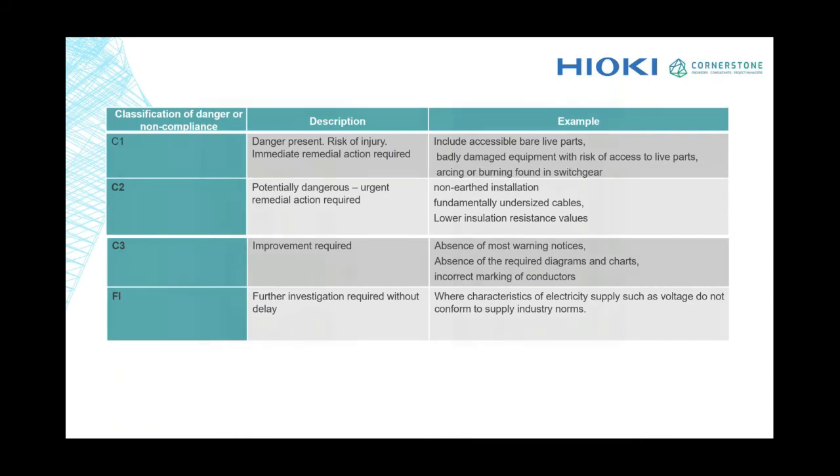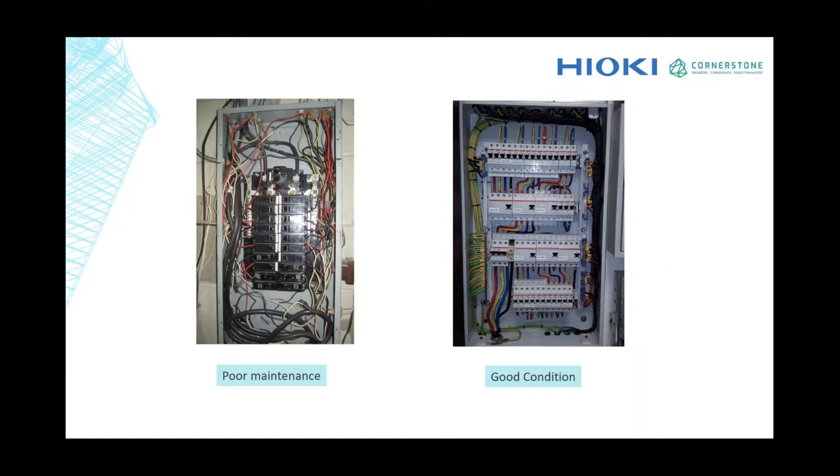Then we can have a look at a poor maintenance panel and a good condition panel. In the poor maintenance panel, you can see the cable line is not proper and obsolete breakers are present. Compared to the good condition panel, you can see the cable line is good and the new generation breakers are used. So this is the main difference. If you go to the direct panel in poor maintenance condition, we can identify more faults compared to this visual image.